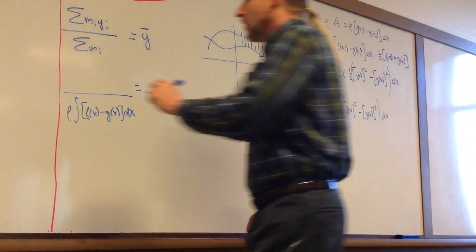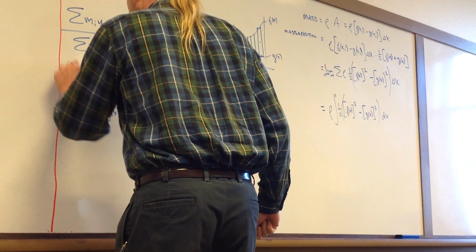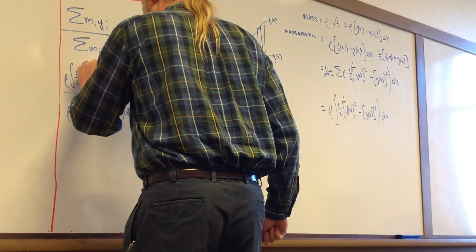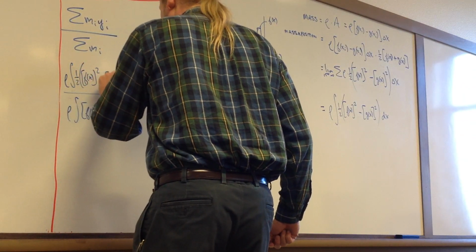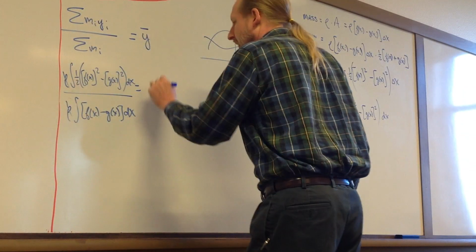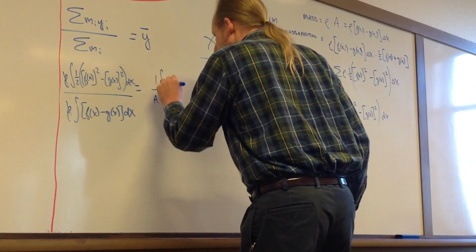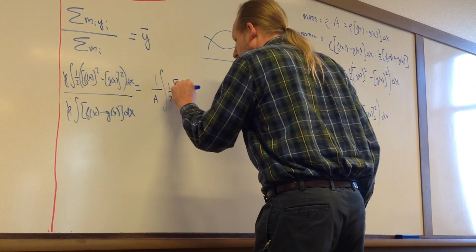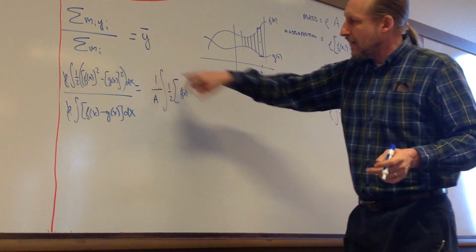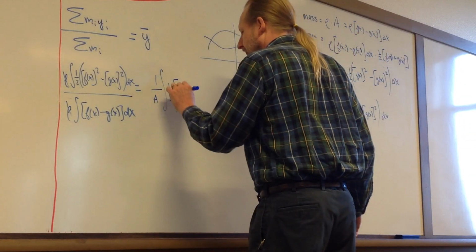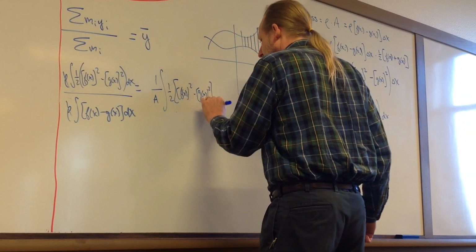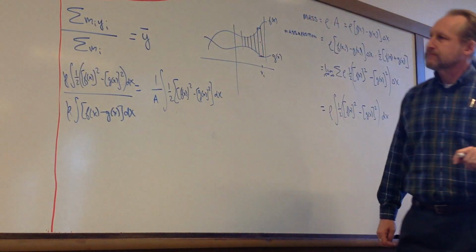Okay, so that's what our numerator is going to look like. F squared minus g squared dx. The rows cancel each other out, and then here's the formula that's on your formula sheet. It's 1 over a times the integral of 1/2 f squared minus g squared dx.